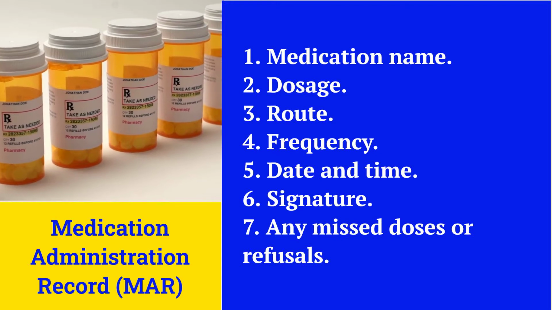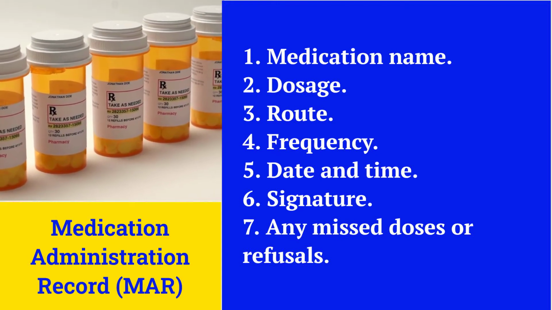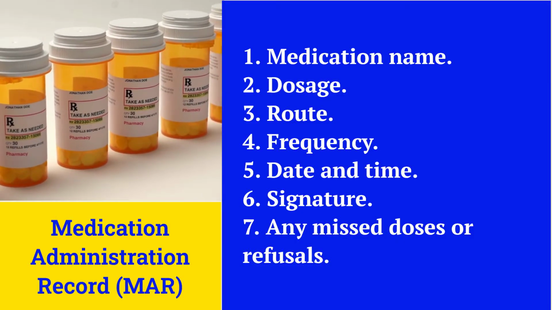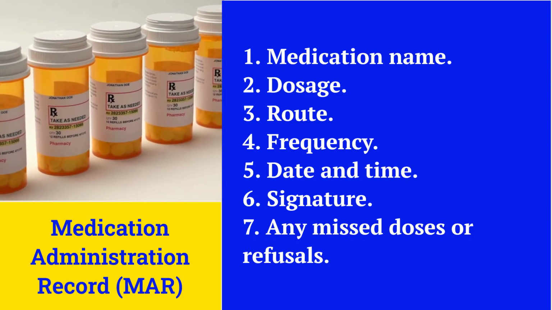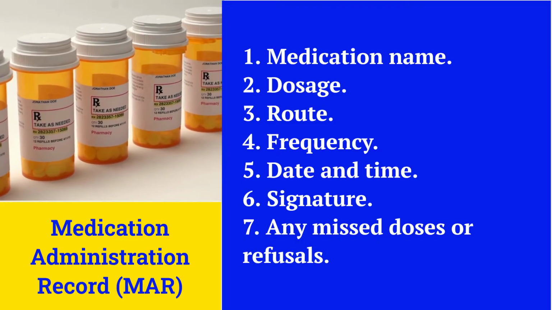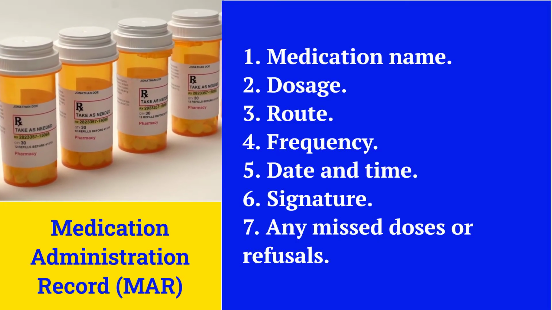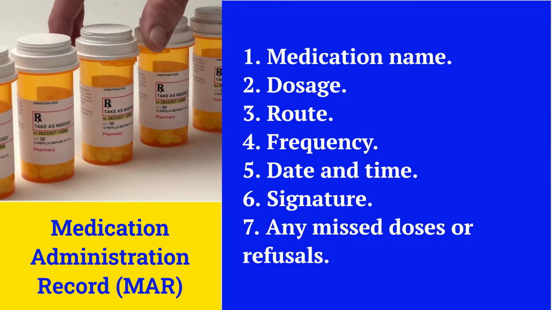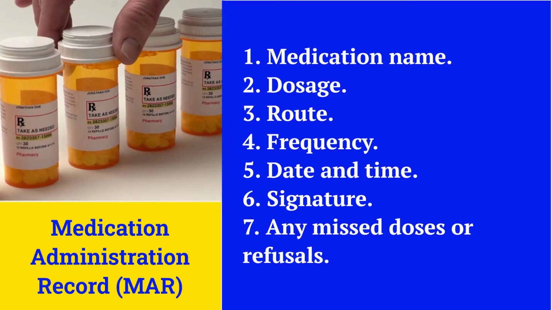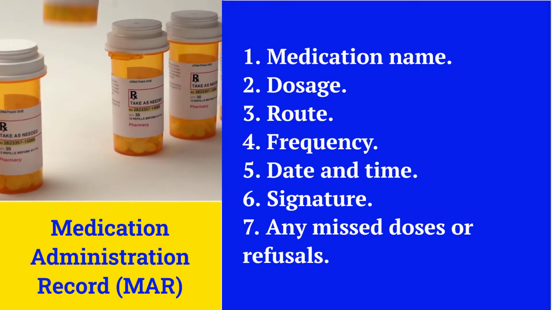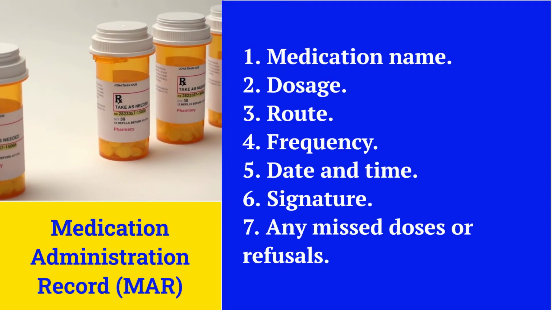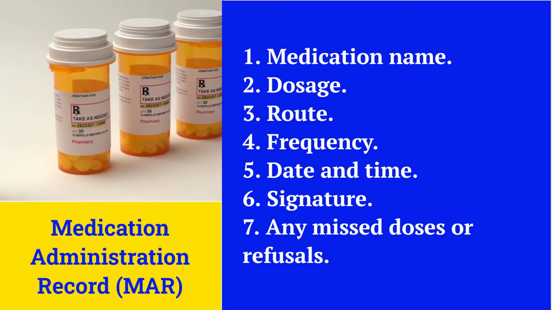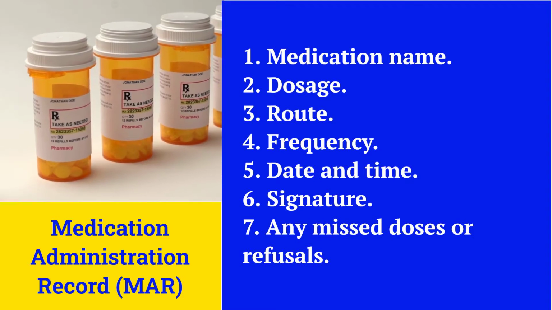Medication name: list the name of the medication. Dosage: record the specific dosage or strength of the medication. Route of administration: indicate how the medication is administered, e.g., orally, topically, intravenously, etc. Frequency: note how often the medication is taken, e.g., daily, twice daily, as needed. Date and time: record the date and time of each administration. Signature: the healthcare provider or nurse administering the medication signs or initials to confirm administration.